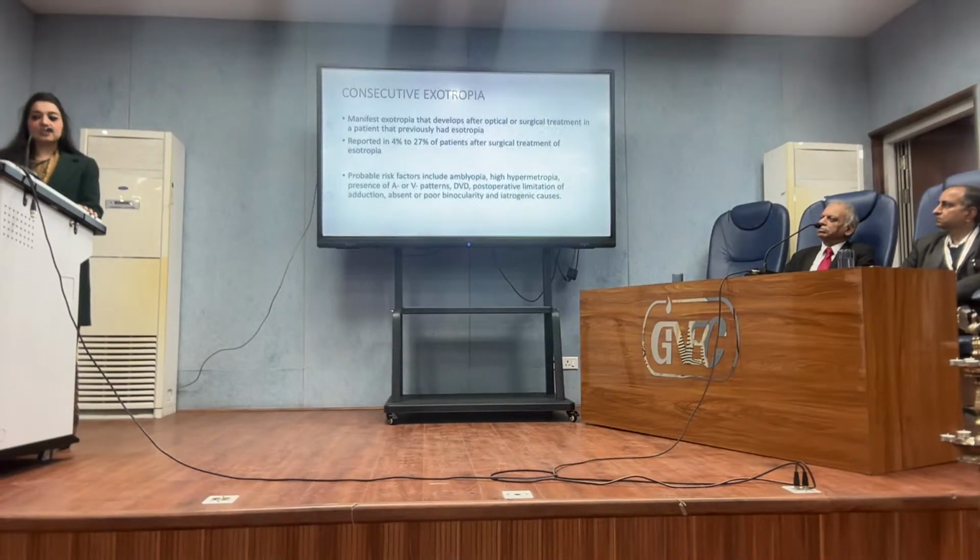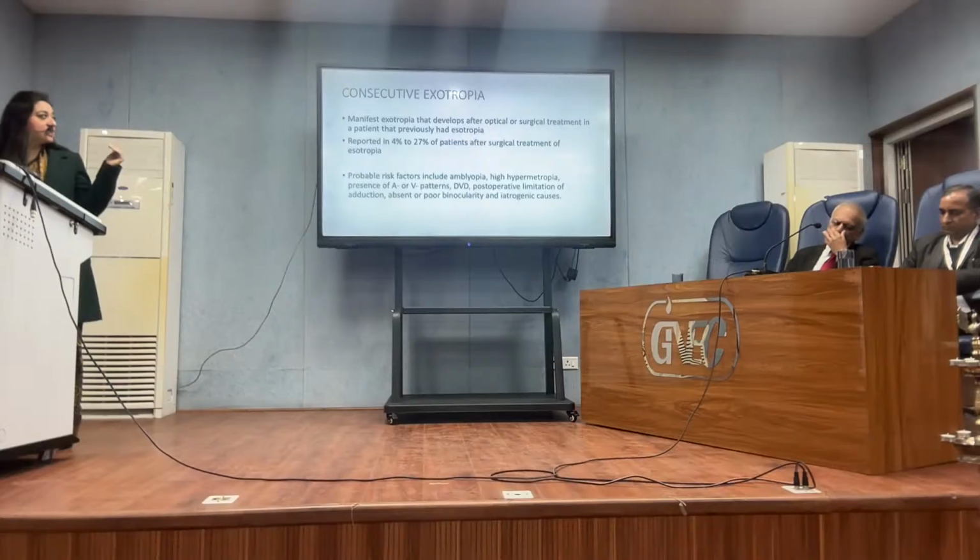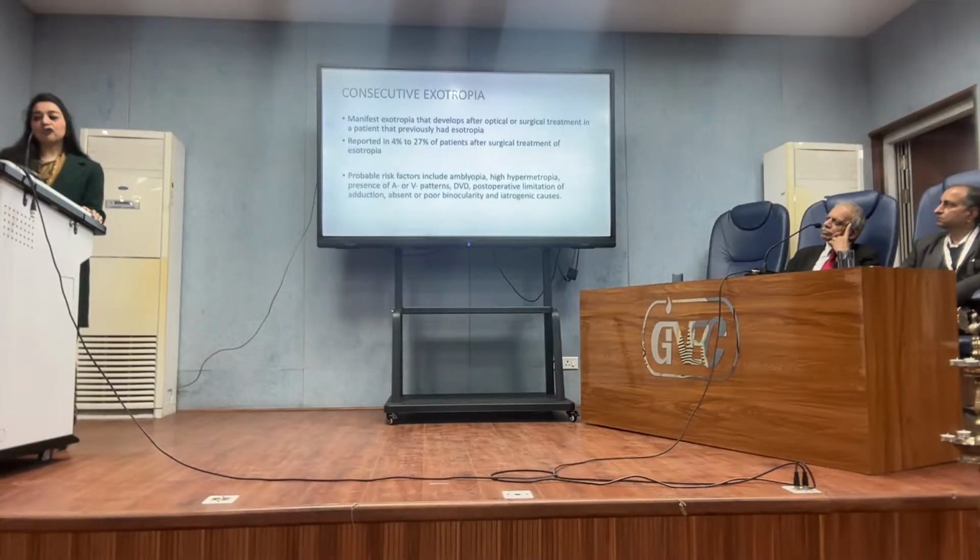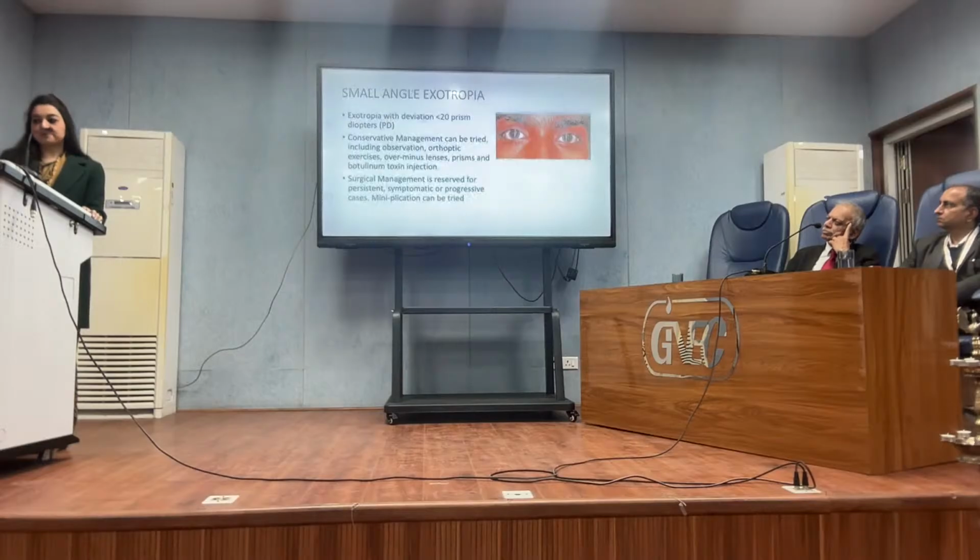Then consecutive exotropia is a manifest exotropia that develops after optical or surgical treatment in a patient that had previously esotropia. Probable risk factors include amblyopia, preoperative amblyopia, high hyperopia, presence of A or V pattern, DVD, or a post-op limitation in adduction.